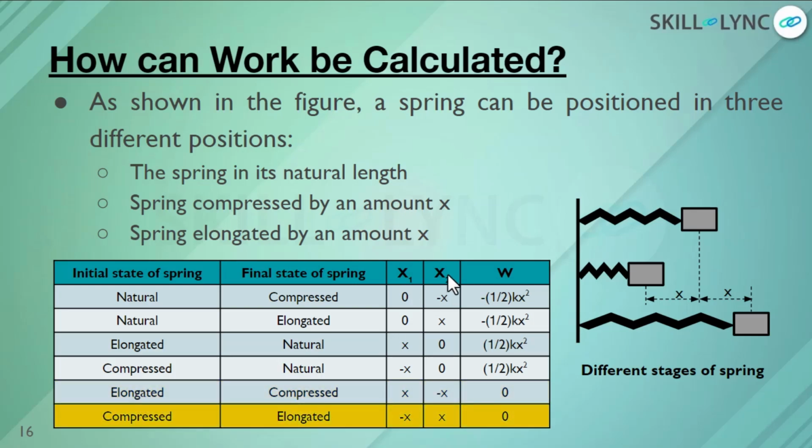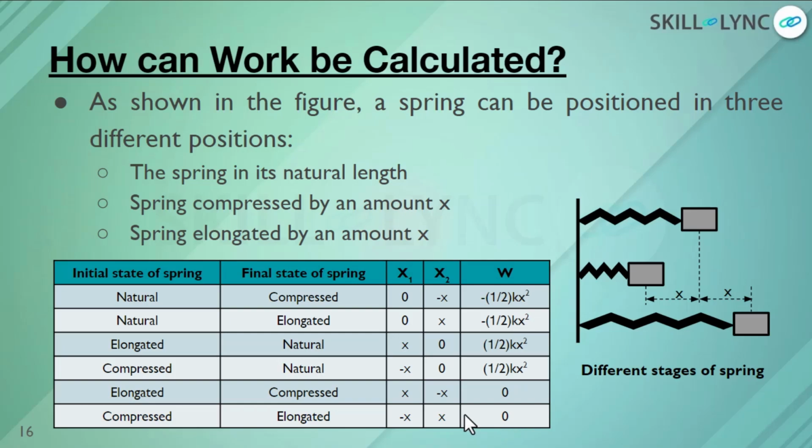The last condition states that when the initial state of the spring is compressed and the final state of the spring is elongated, that is case 2 and case 3 again, where case 2 is our initial state of the spring and case 3 is our final state of the spring, the value of x1 would be minus x and the value of x2 would be plus x. Thereby the net work done by the spring would be 0.